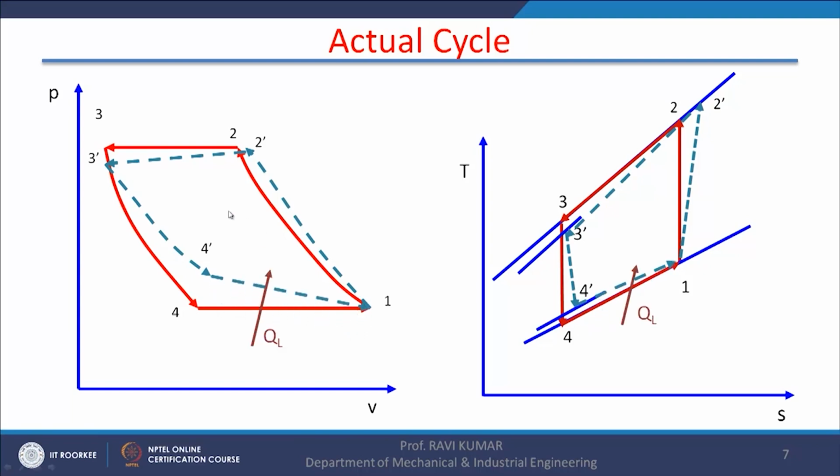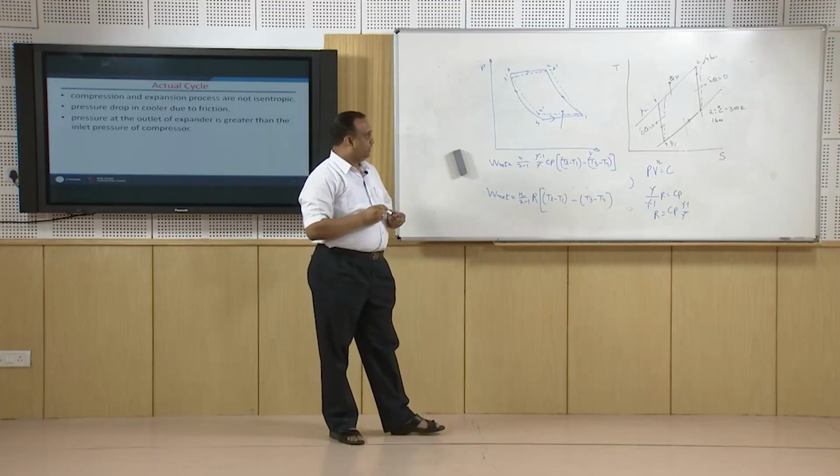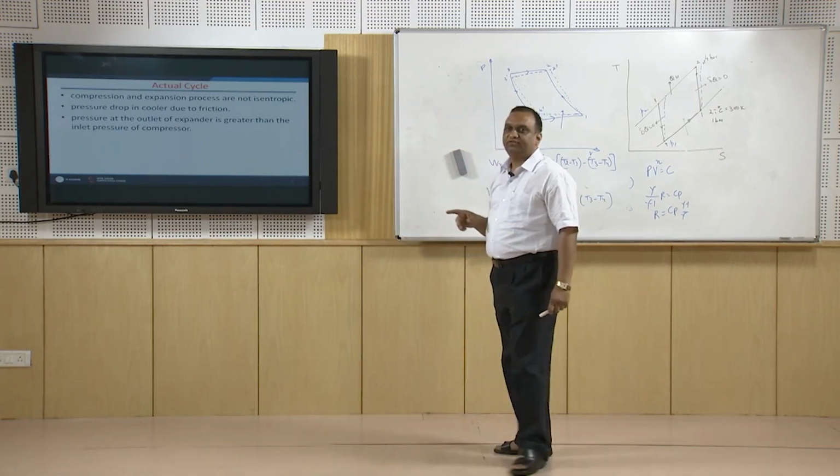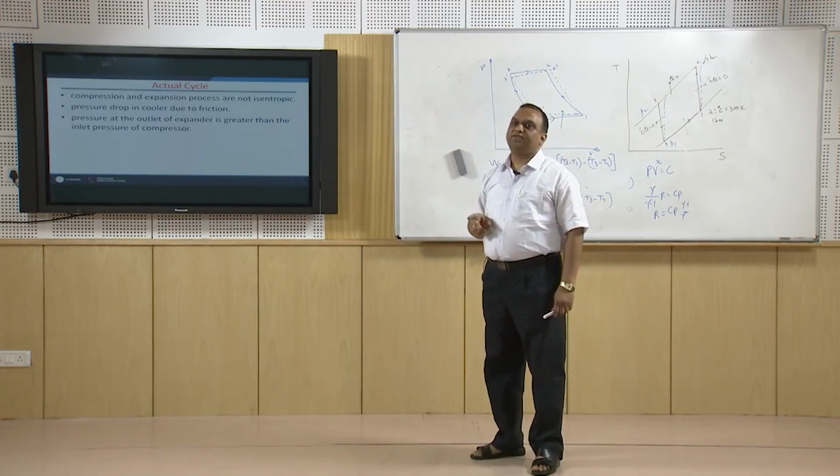So, the pressure at the outlet of the expander is greater than the pressure at the inlet of the compressor. Now, with this I end this lecture. In the next class, we will take up the aircraft refrigeration system.